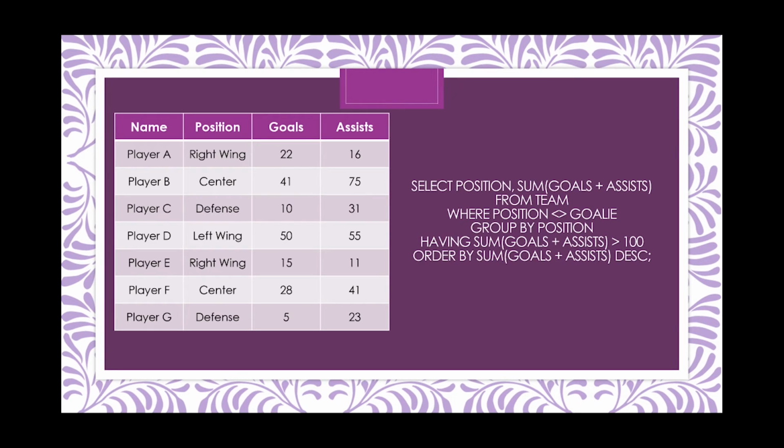In the previous example, we could not have had a where clause such as where the position does not equal goalie and the sum of the goals and assists is greater than 100. This is because where cannot be used on aggregate values such as our points column. In order to apply a condition to aggregate values, we must use the having clause.